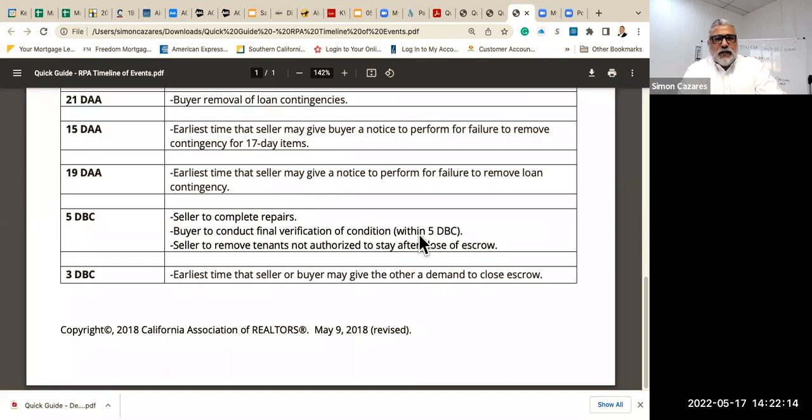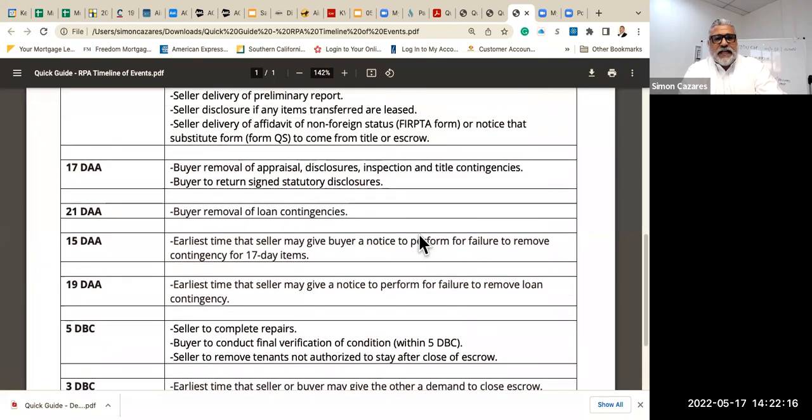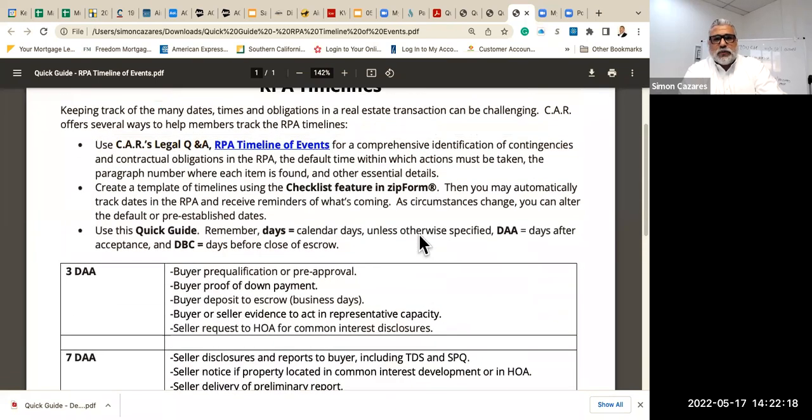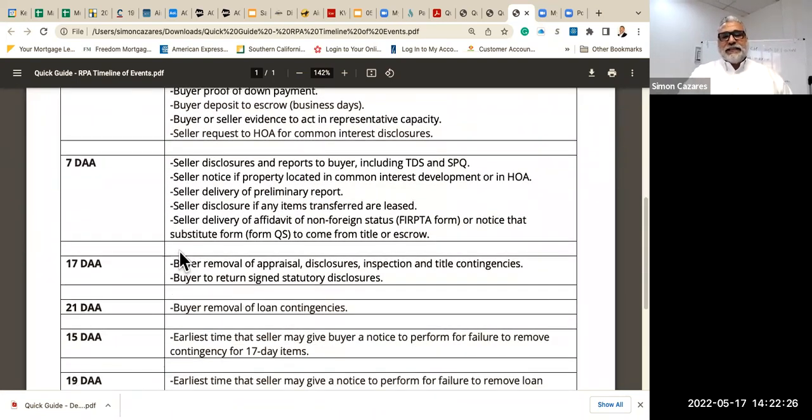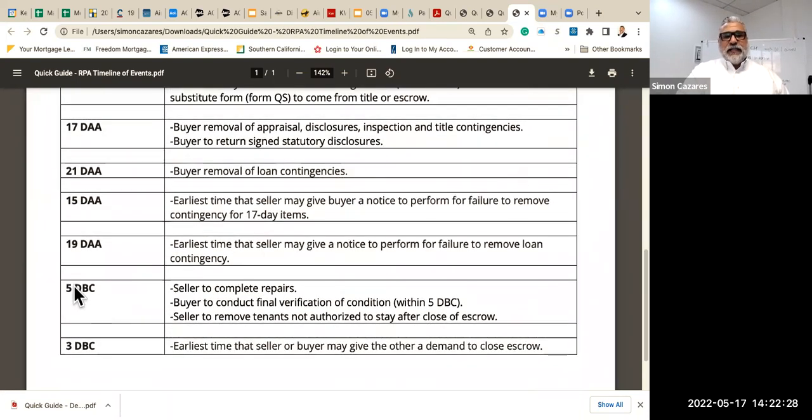Section 5. Now this is days before close. This is again DBC, days before close. There's days after acceptance, and now we're talking about days before close, the DBC. Now the DBC is 5 days before close, meaning that if you know that it's going to close on Friday, 5 days prior, you can start sending out these conditions. So 5 days before close, seller to complete repairs.